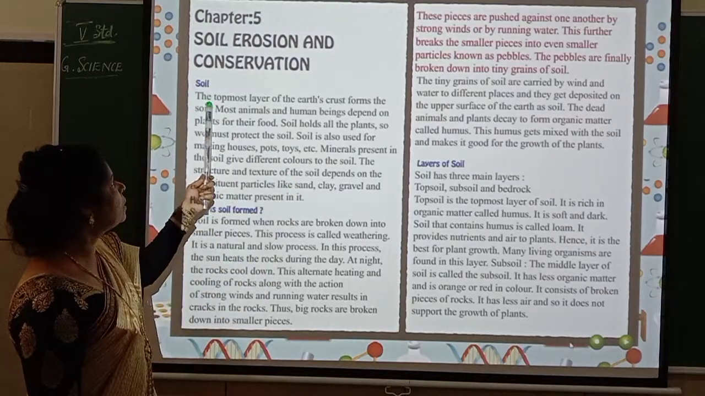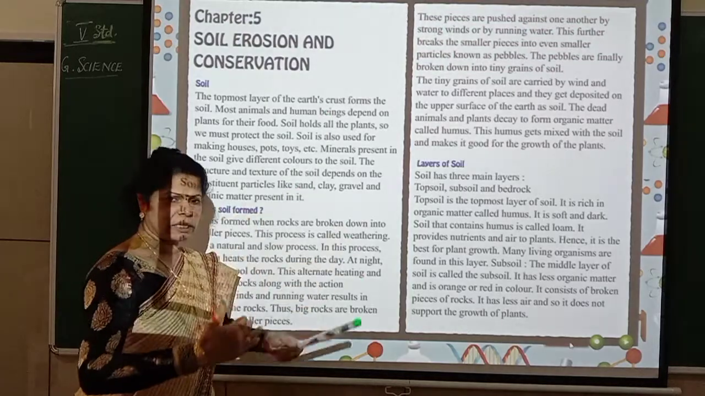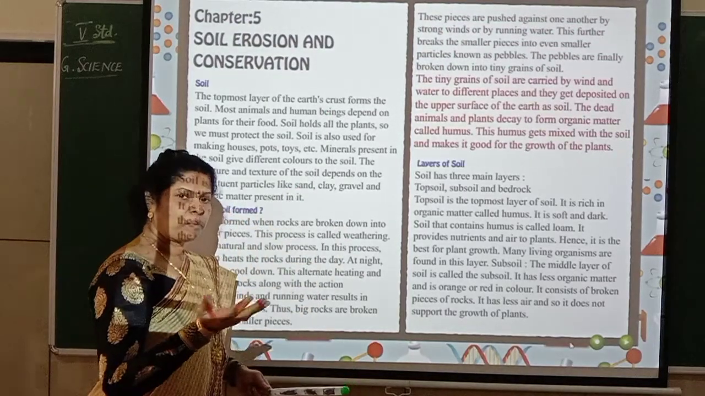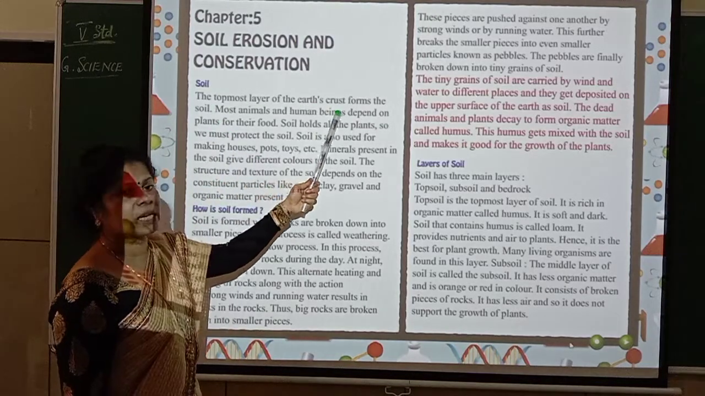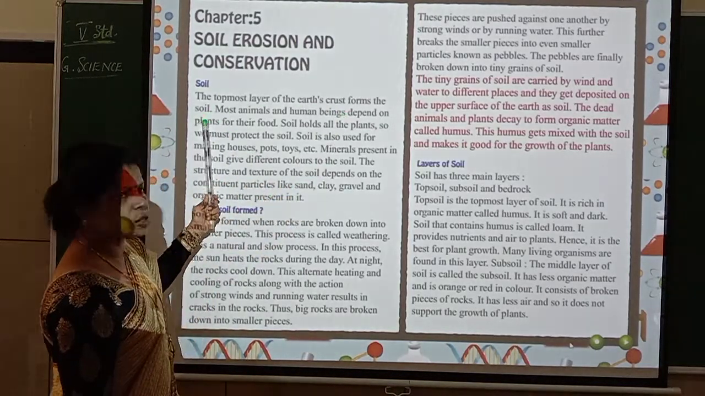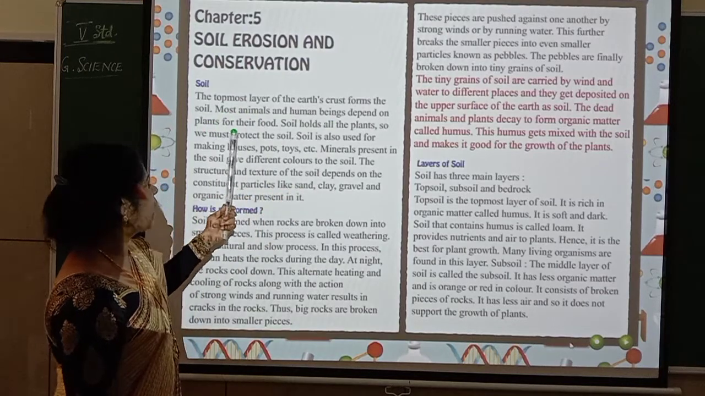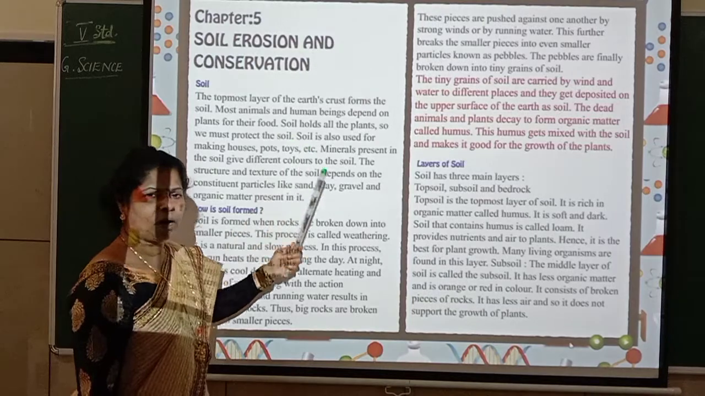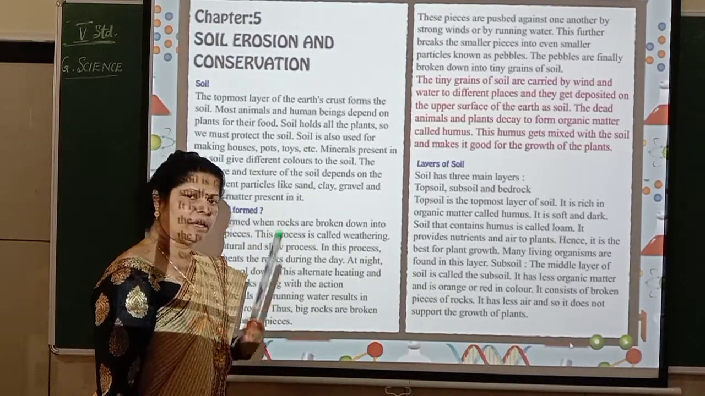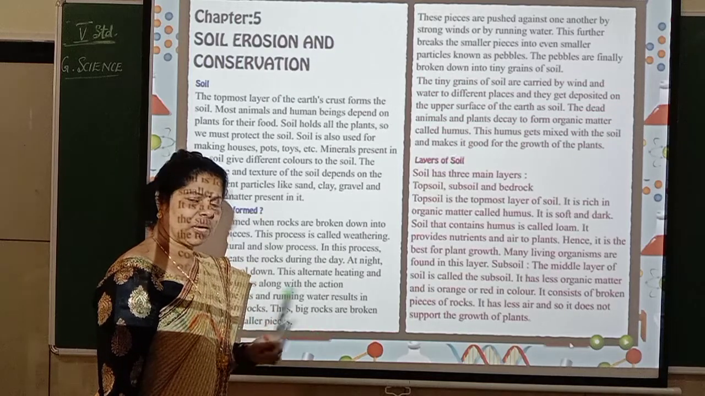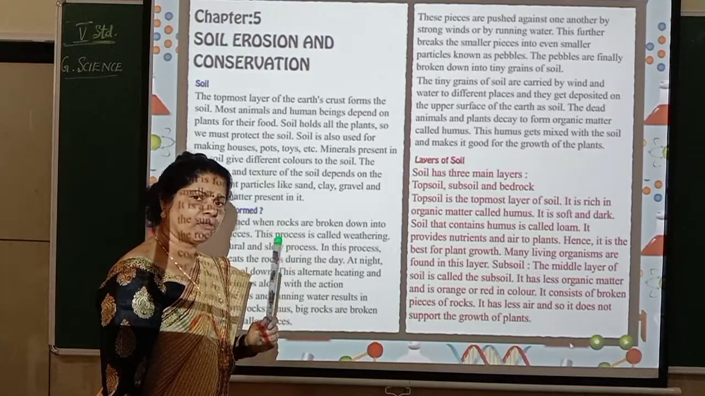So, the uppermost one, the surface one, we call it the topsoil. So, soil is the topmost layer of the earth's crust. The earth is having so many layers. The topmost is called the soil. Most animals and human beings depend on plants for their food, isn't it? Almost all living organisms are depending on plants, maybe directly or indirectly. But whatever it is, basically all the living organisms are depending on plants for their food.